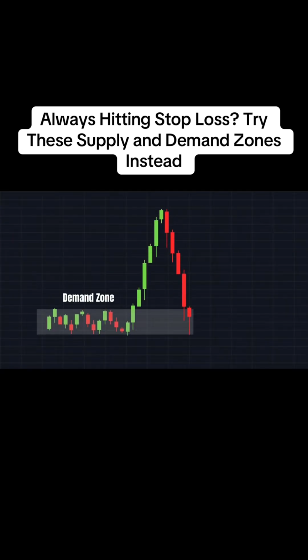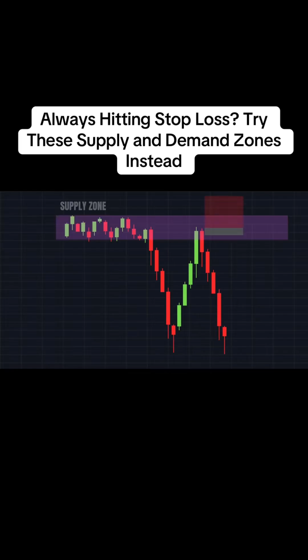Your stop loss is everything. You have to use one. No excuses. It's your safety net. The rule is simple. Your stop loss goes just on the other side of your zone. For a buy trade from a demand zone, your stop loss goes a few pips below the low of the zone. For a sell trade from a supply zone, your stop loss goes a few pips above the high of the zone. Give it a little bit of space. Don't put it right on the line.